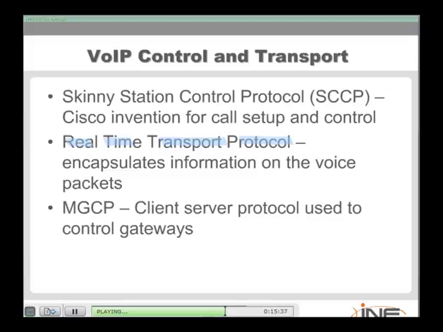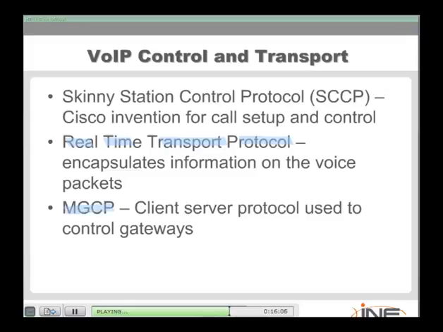To take this real-time transport protocol header that's been attached to the teeny weeny little voice packet and to compress this header information. So the real-time transport protocol takes the additional header information that's been tacked onto the voice packet and compresses it down to make the voice packet more efficient.